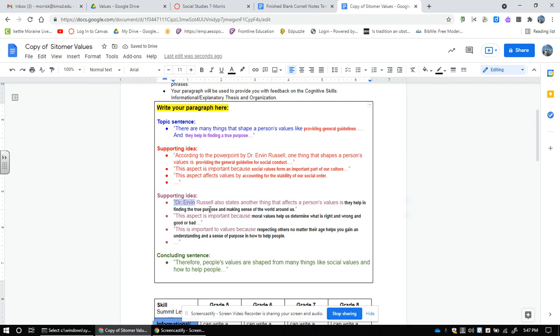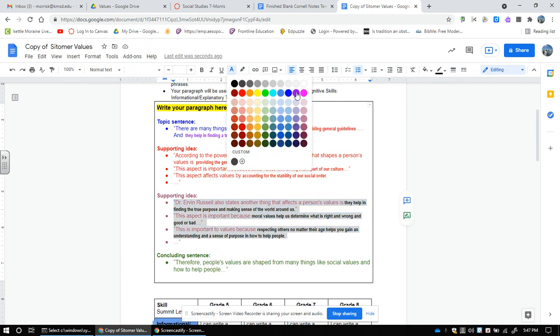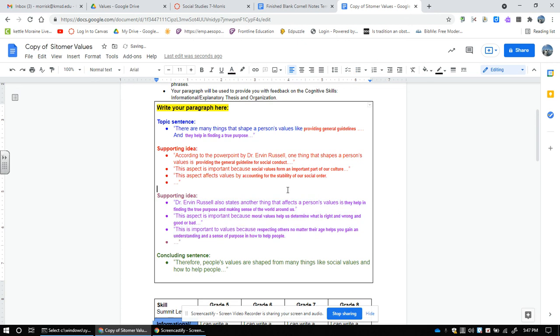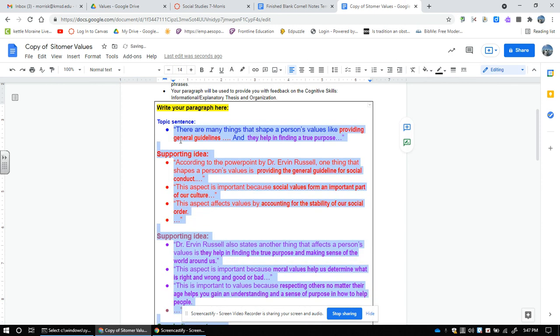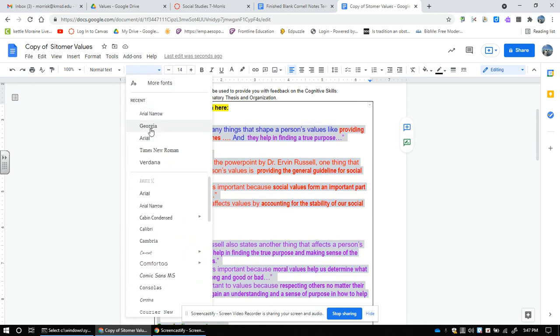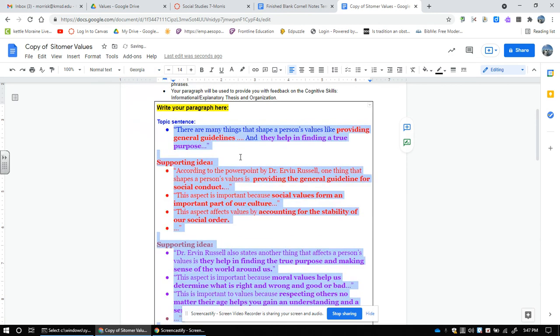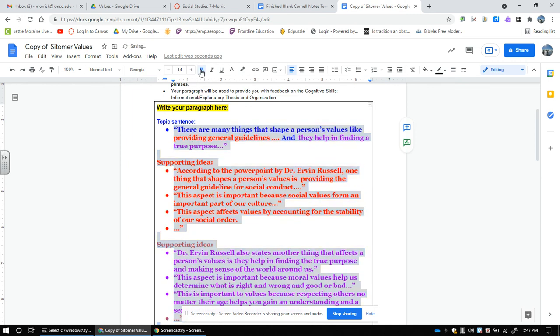But I'm not completely done yet, because now I have to make everything red, and everything purple. And now I'm going to make everything the same size. Let's go 14. I'm going to make everything the same font kind. I'll go Georgia. And now I'll take the bold off everything, or put it on, or take it off. I don't care.